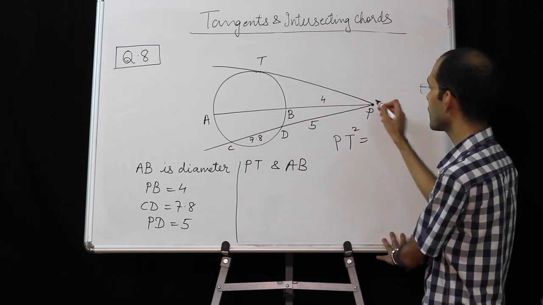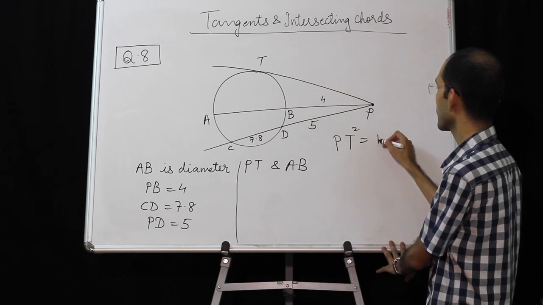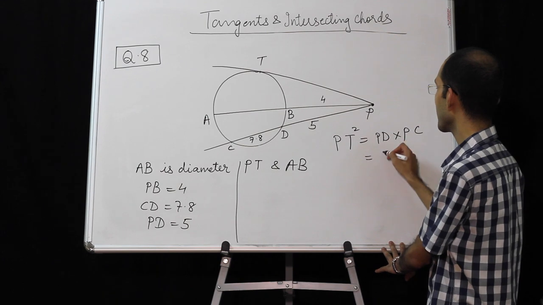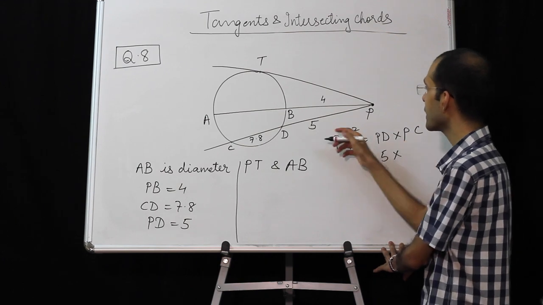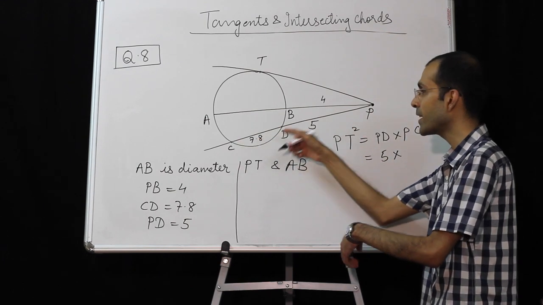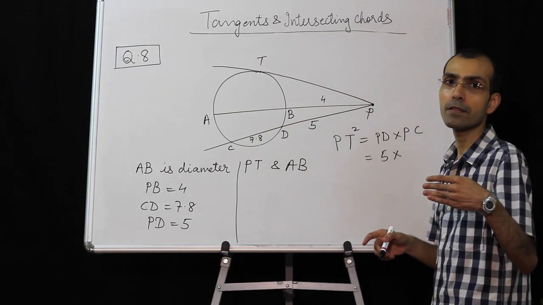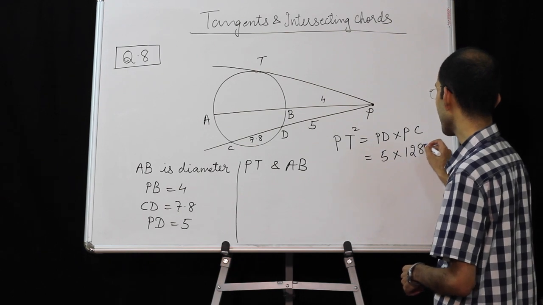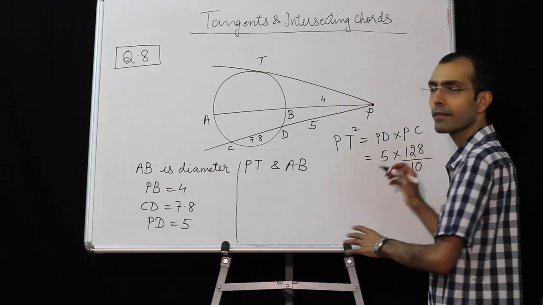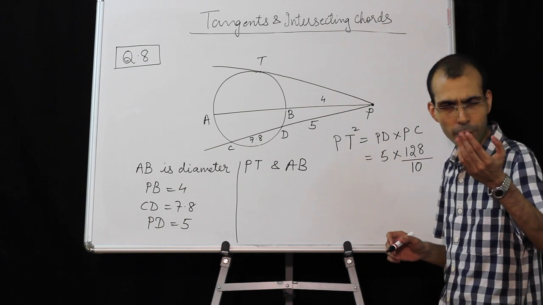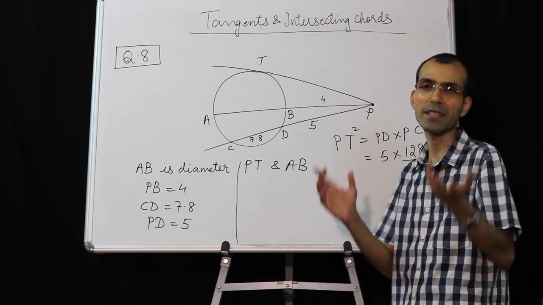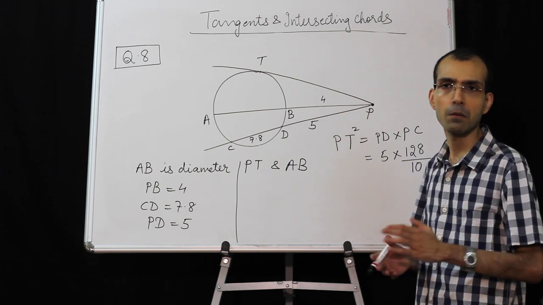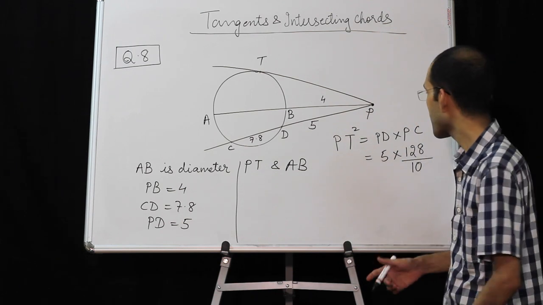So PT square will be out into whole, so that will be PD into PC. PD is 5. PC will be 7.8 plus 5. That is 12.8, which we will write as 128 upon 10. That's important. Whenever you have a decimal, try to put it in a fraction. Things will be much easier. Many things will get cancelled. Most of the time it will be difficult to work with decimals.